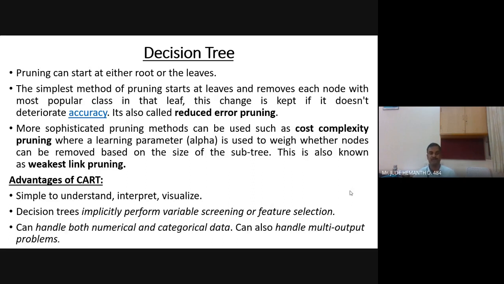Can handle both numerical and categorical data. Whenever we talk about numerical data, it falls under regression, and whenever we talk about categorical data, it comes under classification. Can also handle multi-output problems. This is a binary decision tree, but there are also multiple output decision trees.